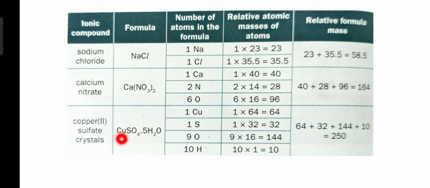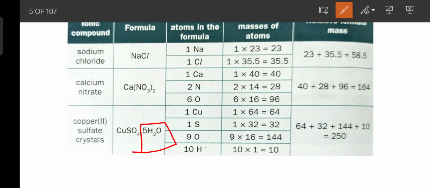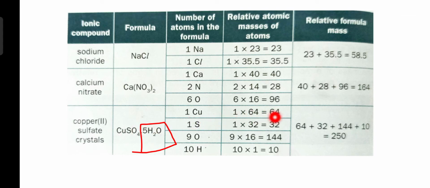Clear? For copper sulfate crystals, the elements are copper, sulfur, oxygen, hydrogen, and again oxygen. So you have to use the atomic masses of copper, sulfur, oxygen, and hydrogen. This dot 5 is showing that there are 5 molecules of water. It is a hydrated compound, and there are 5 water molecules bonded to each copper sulfate molecule. It does not mean multiply, but there are 5 water molecules, right? So you have to add these water molecules as well.